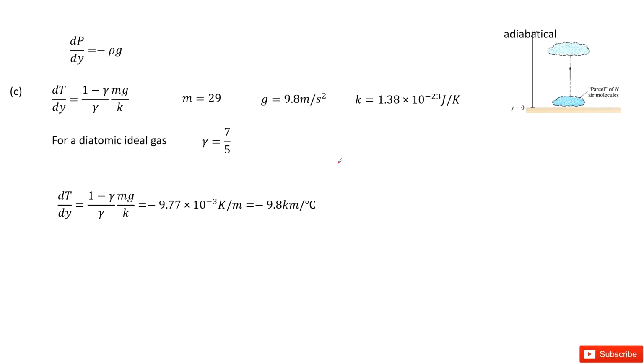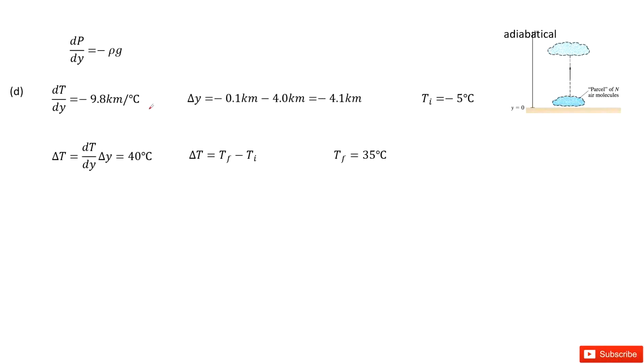The third part tells you we know the atomic mass for this air is 29. Acceleration due to gravity is 9.8 meters per second squared. k is a constant, and for the air, it is a diatomic ideal gas. The gamma is 7 over 5. You can check our textbook for this part. It asks you to find this constant. This constant, we can say 1 minus gamma over gamma, mg over k. So you input these given quantities inside, get the answer there.